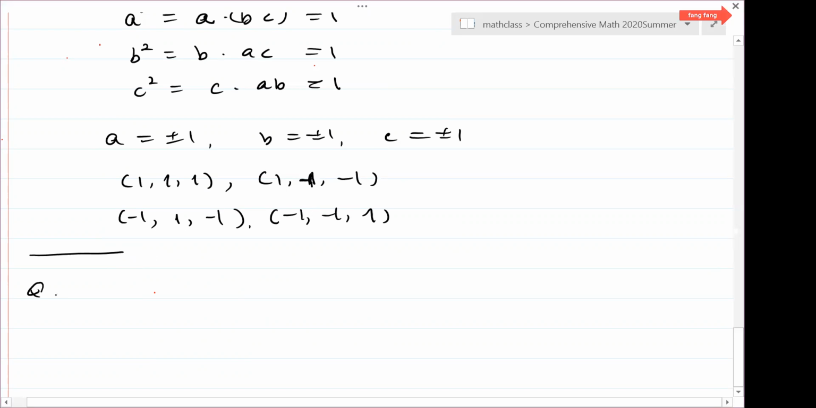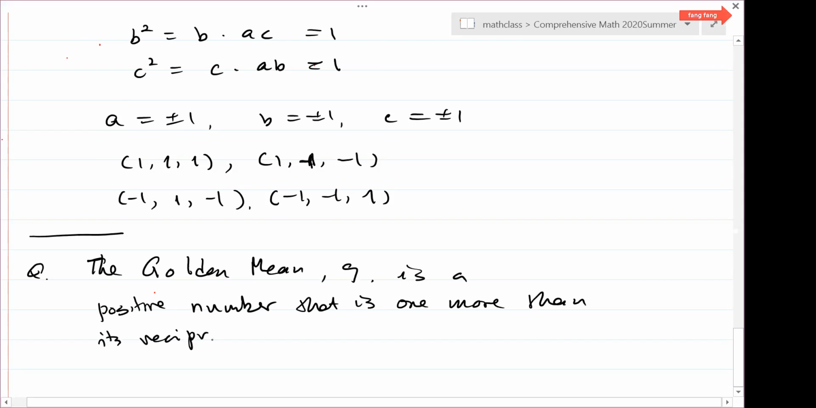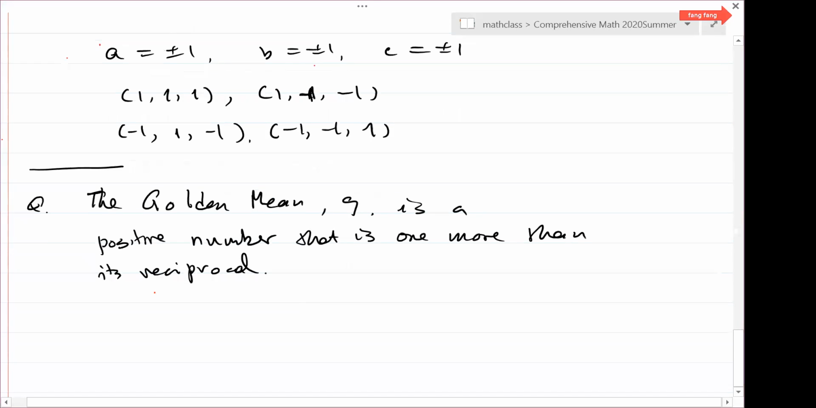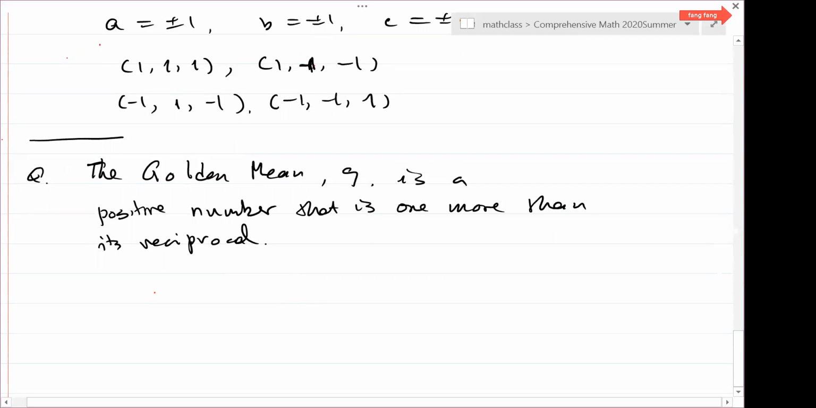All right. Now, have you heard about the golden mean? The golden mean, G, is a positive number that is 1 more than its reciprocal. So how do you find this G? I'm curious about this golden mean. This is a special number. Maybe there's no such number, right?